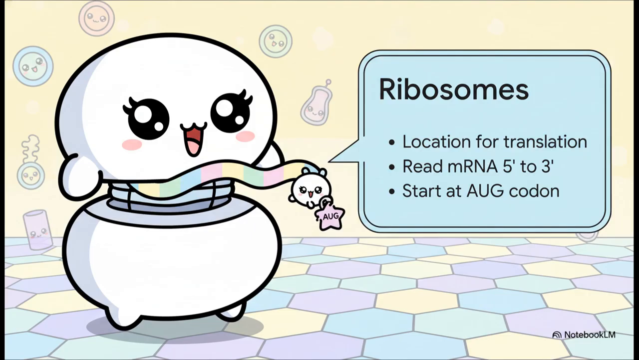This is the literal factory floor where the magic happens, reading the transcript to build the protein from the N-terminus to the C-terminus. It's made of large and small subunits that clamp together around the mRNA, scanning along in the 5' to 3' direction until it hits that AUG start codon. And here's a fun fact. There are actually two distinct tRNAs for methionine. One is an initiator that binds to the empty ribosome at the P site to kick things off, and the other one only binds after synthesis is already rolling.